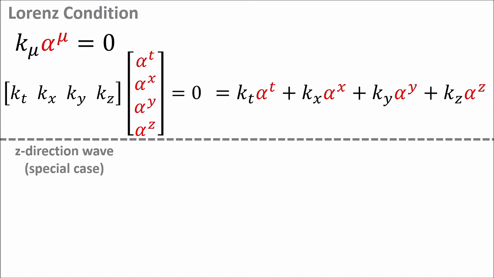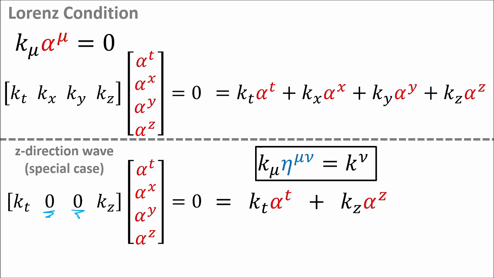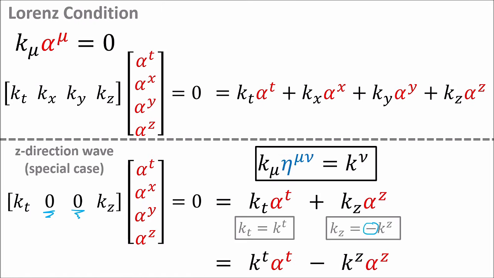Now, using the simplified assumption of the wave traveling in the z direction, kx and ky go to 0, so the formula simplifies to this. Now, in this sum, the k's have lower indices and the alphas have upper indices. To make things easier, I'm going to raise the indices of k using the Minkowski metric. This doesn't change kt, but raising the index of kz changes its sign. So our formula now looks like this. And we need to find alpha vectors that solve it.